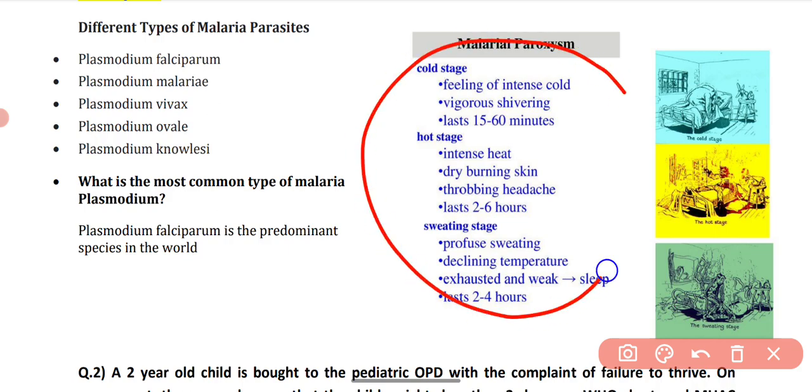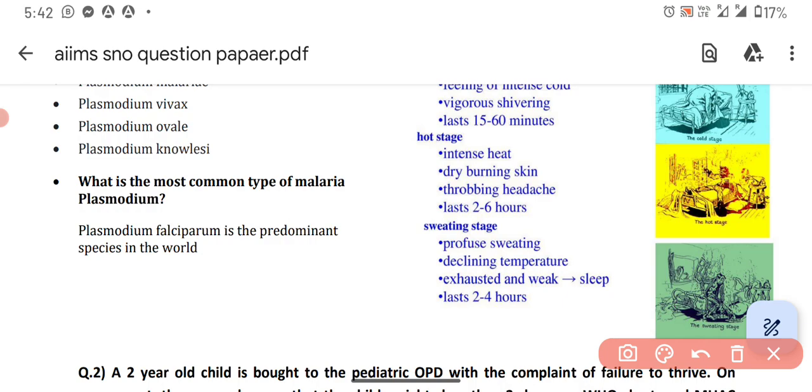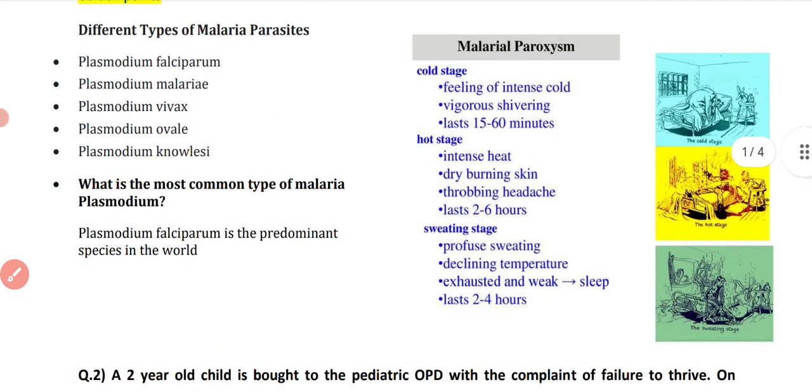Okay, so all these stages are commonly seen in malarial disease. Cold stage, followed by hot stage, followed by sweating stage. So these are all the important key points that you are supposed to remember.